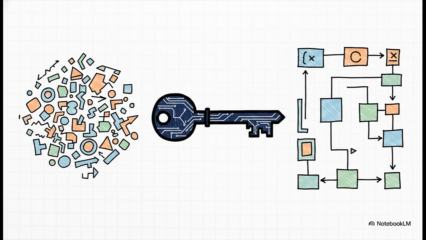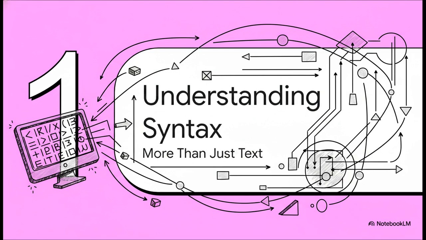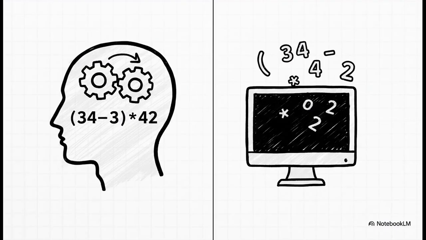So let's dive in. To really get this, we have to start with a pretty basic problem. How does a computer, a machine that just sees a bunch of characters on a screen, figure out the actual meaning and the structure that's hidden inside them? Just look at this simple math expression. Now, for you and me, it's totally obvious, right? We know what to do first. But for a computer, this is just a meaningless line of text. An open parenthesis, a 3, a 4, a dash, another 3, a close parenthesis, a star, a 4, a 2. It has no built-in idea that you're supposed to subtract first and then multiply.